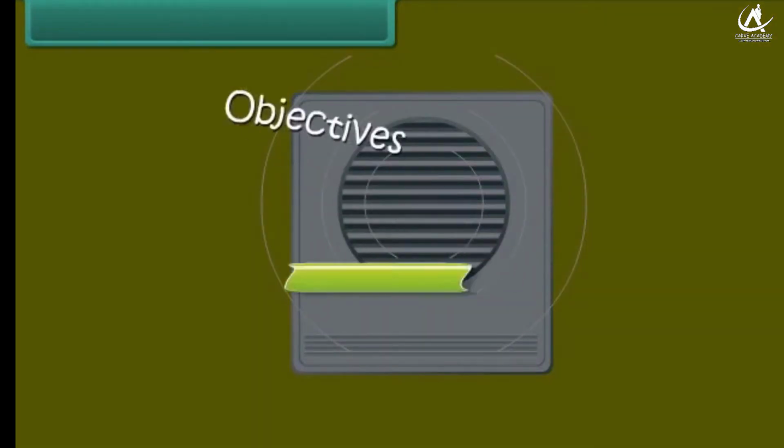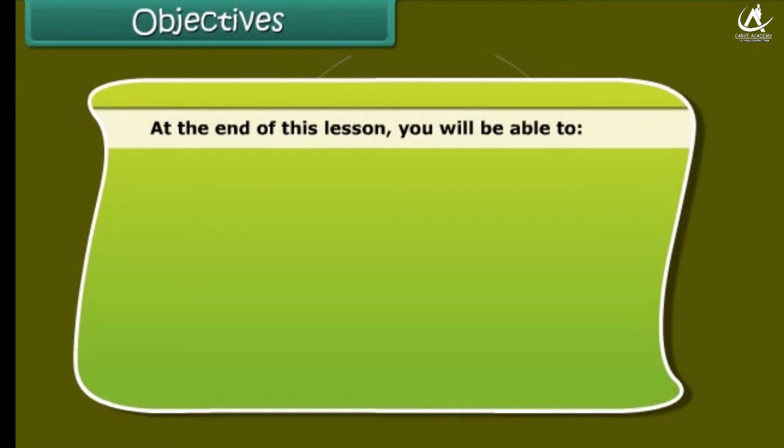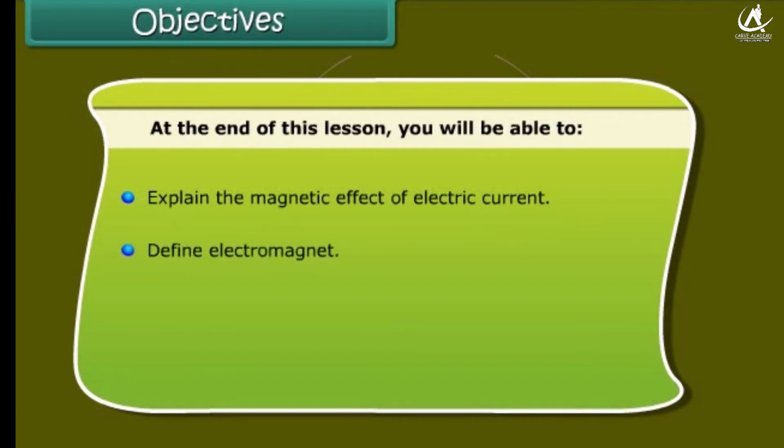Objectives. At the end of this lesson, you'll be able to explain the magnetic effect of electric current, define electromagnet, and describe the working of an electric bell.